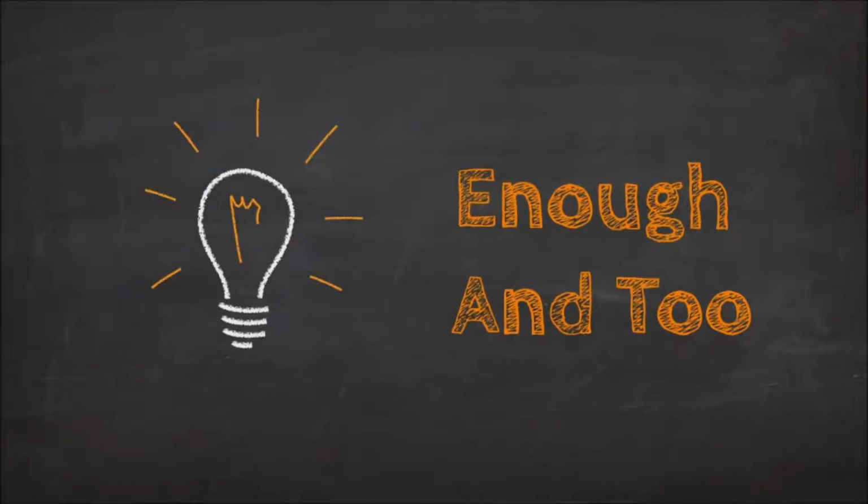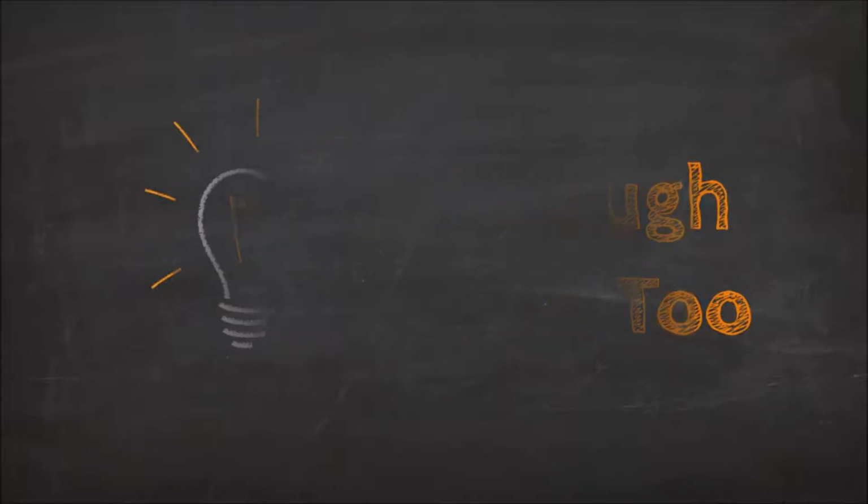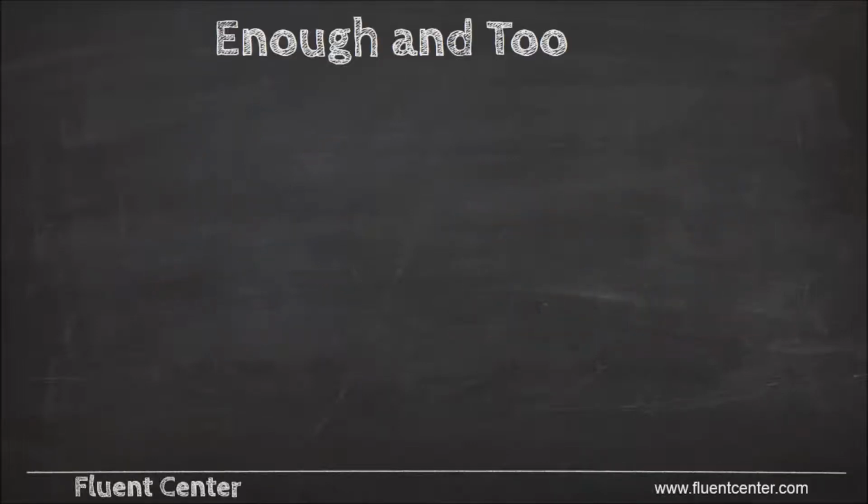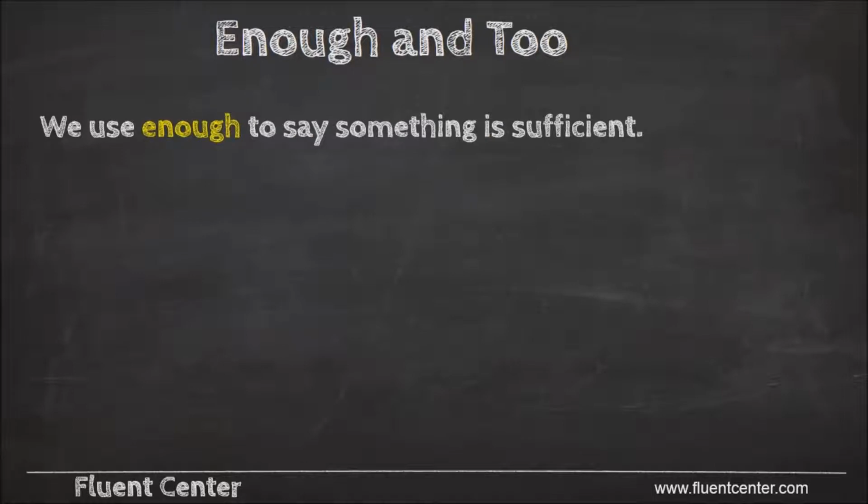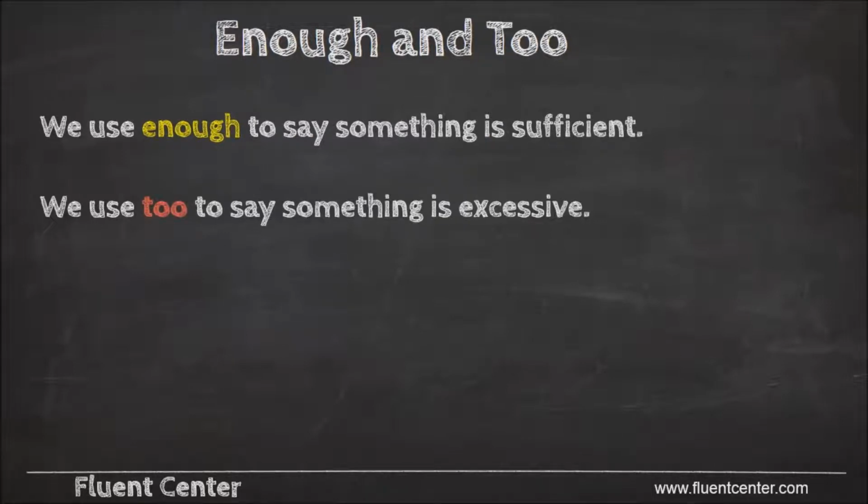Welcome. This lesson will teach you how to use enough and too in your sentences. We use enough to say something is sufficient and therefore we don't need any more. We use too to say something is excessive and we have too much.